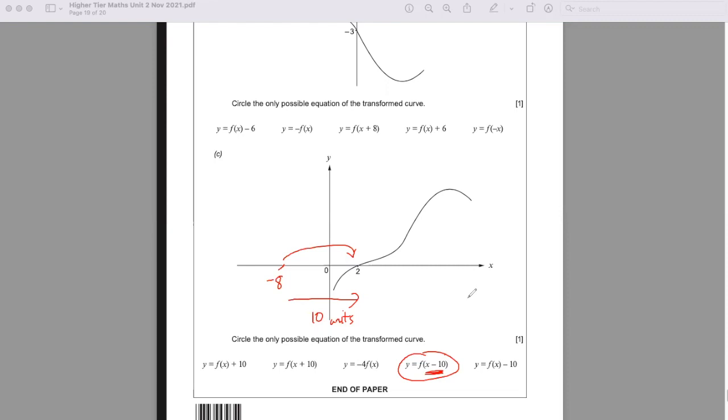And the reason is, it's quite hard to explain, but basically you need 10 units back to get where it was. So say 2, you need to do 2 take away 10 to get back to the original -8. Okay, but that will be your final answer. All right.